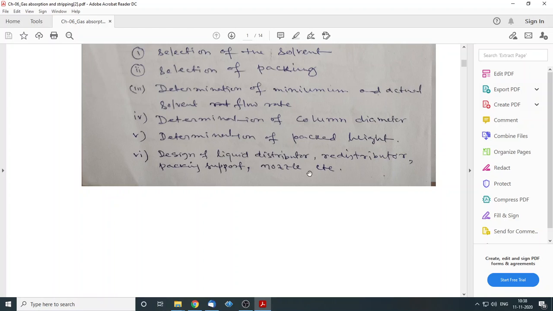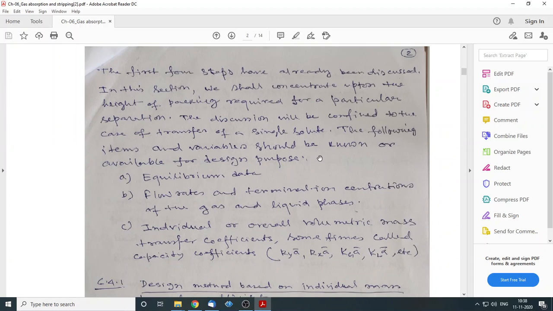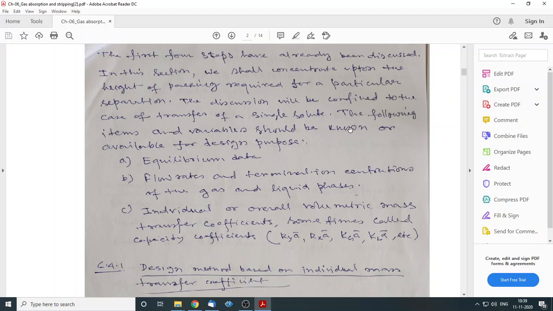So now our objective is to determine the height of the packed tower, which is a continuous contact device. The first four steps have already been discussed. In this section, we shall concentrate upon the height of the packing required for a particular separation. The discussion will be confined to the case of transfer of a single solute. The following items and variables should be known or available before the design.